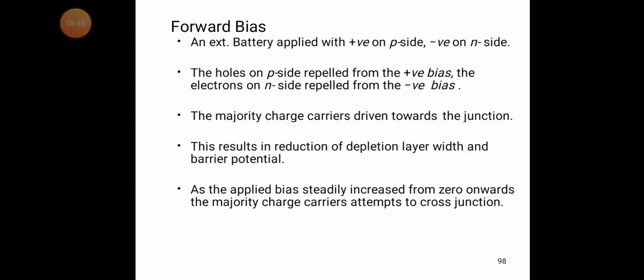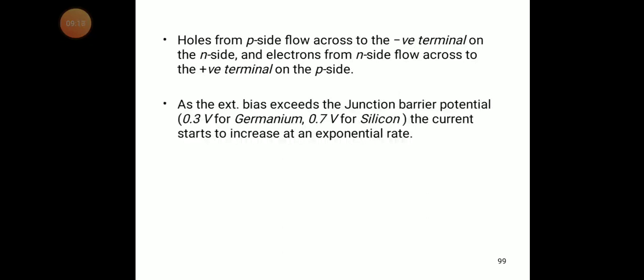As the applied bias steadily increases, that is, let's say the positive external voltage is steadily increased from 0 onwards, the majority charge carriers attempt to cross the junction. So what happens? Holes from the P side flow across to the negative terminal on the N side, and electrons from the N side flow across to the positive terminal on the P side.